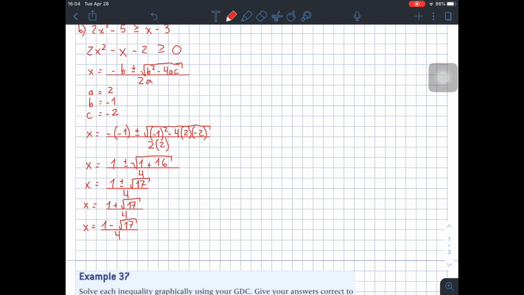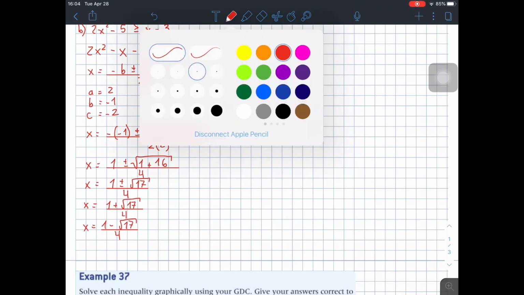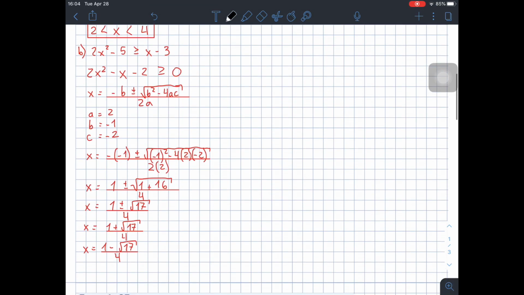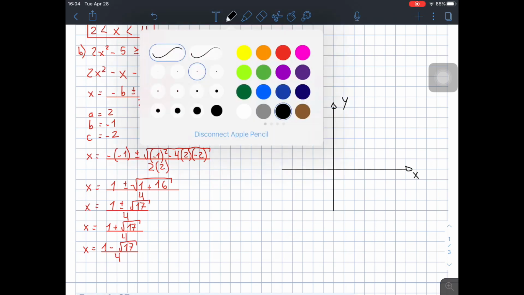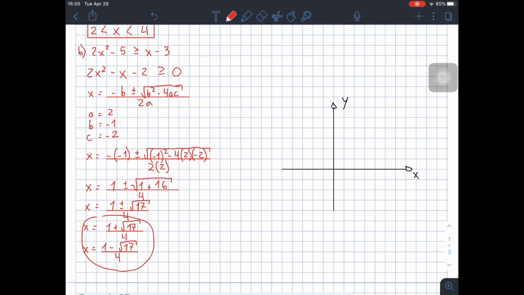Okay, so since we're not using a calculator, I need to try to make a sketch of this situation to see what's happening, okay? So let me do the sketch right here. We're going to do something similar to the one we just did. Y and x axis, this is x, this is y. We know that this parabola should open upwards because the value of a is positive, right? And we have the two roots, which are these two numbers.